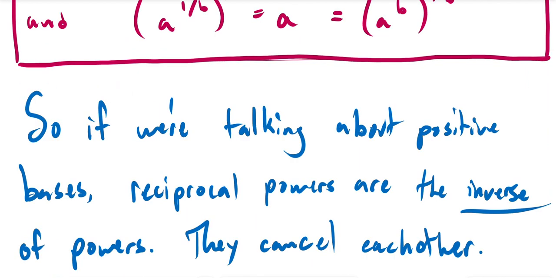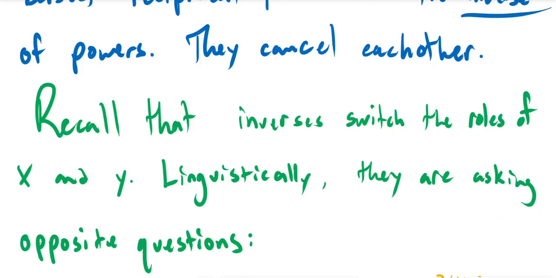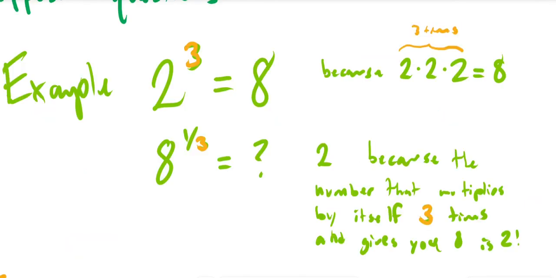So if we restrict our domain, if we are only talking about positive bases, then reciprocal powers are the inverse of powers, and they do cancel each other. Now recall that inverses switch the roles of x and y, that is to say, they are asking opposite questions. For example, if we interchange the roles of 2 and 8 here, 2 to the third power is 8, because 2 times 2 times 2, 2 times itself 3 times, is 8.